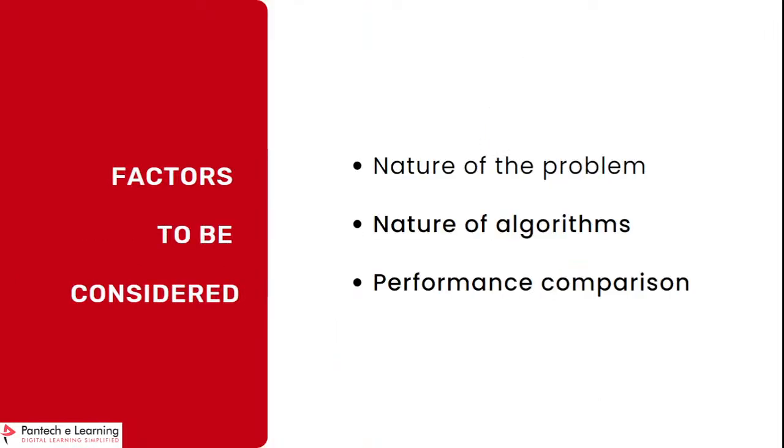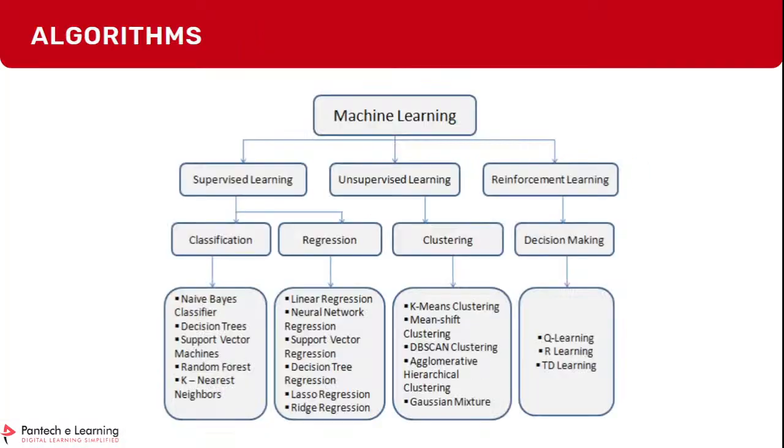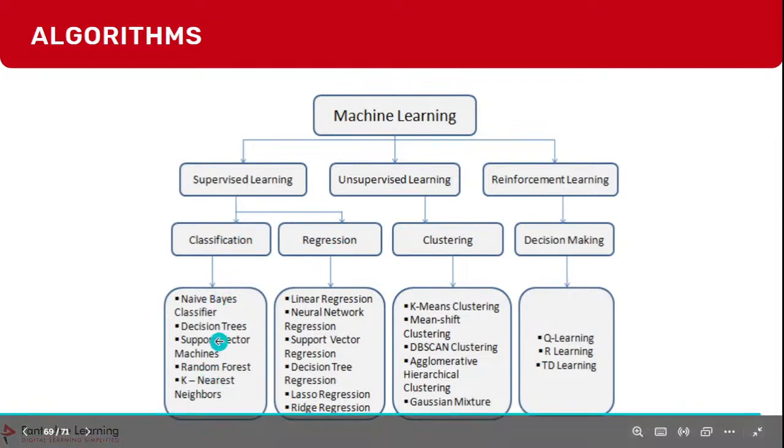To select an algorithm, we will be considering factors like nature of the problem, nature of the algorithm, and finally performance comparison. So for example, we know that we have three types: supervised learning, unsupervised learning, and reinforcement learning, and we have sub parts also. For classification, we have separate algorithms. For regression, we have separate algorithms. For clustering, we have separate algorithms. Like that, we have different algorithms.